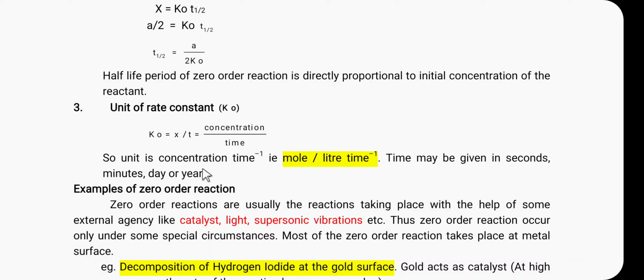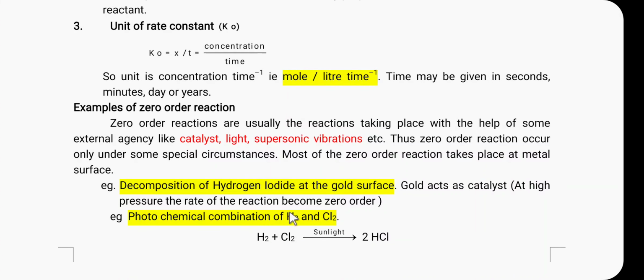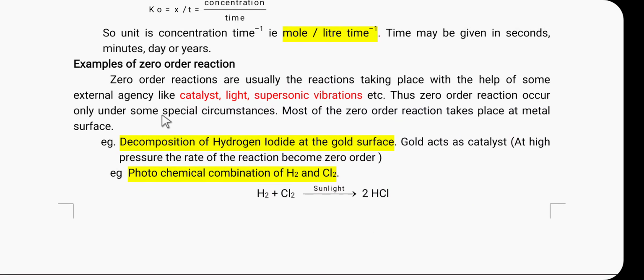Generally concentration is expressed in terms of moles per liter. So, the unit for the rate constant for zero order reaction is moles per liter into time inverse. When the time is expressed in seconds, we can say moles per liter second inverse. When the time is in minutes, we can say moles per liter minute inverse. So, lastly, let us consider a few examples of the zero order reaction.